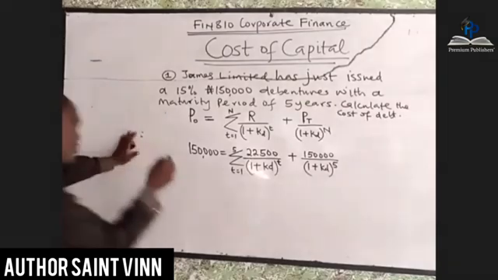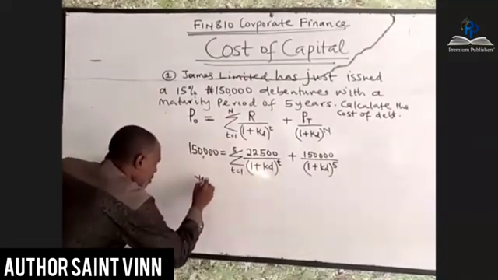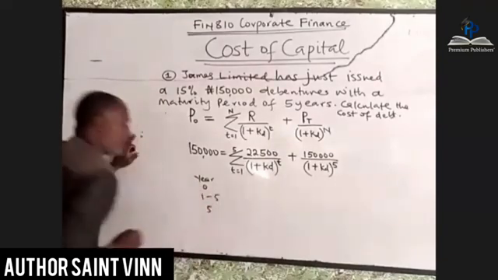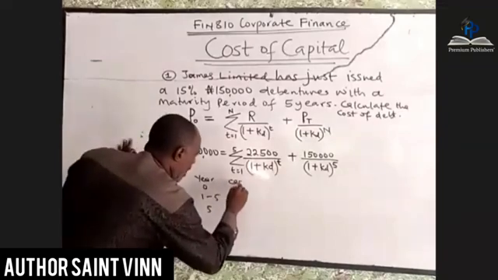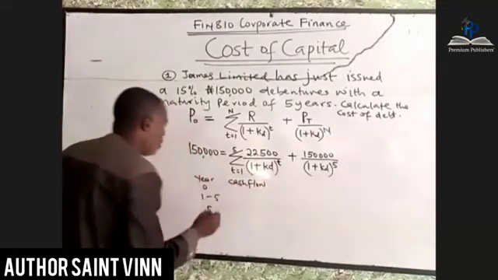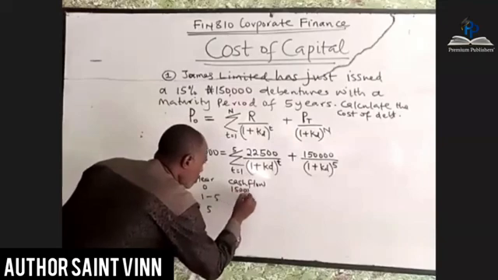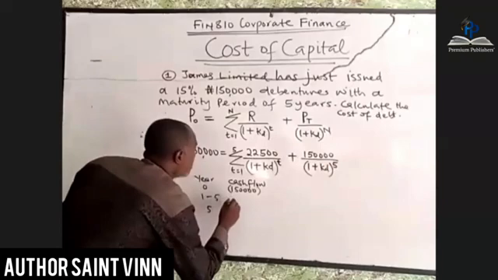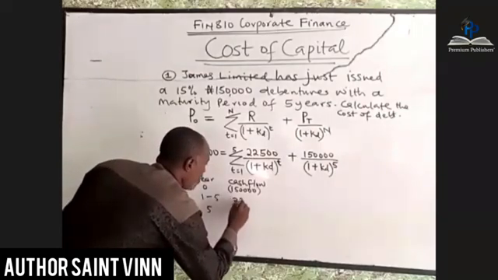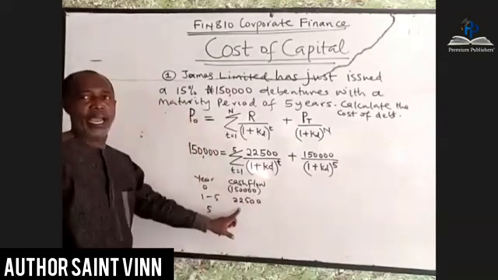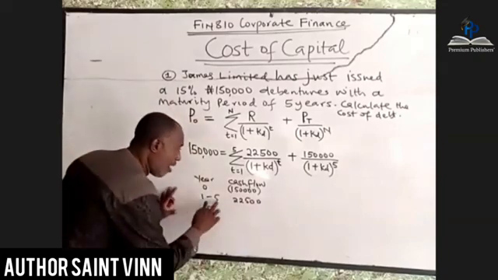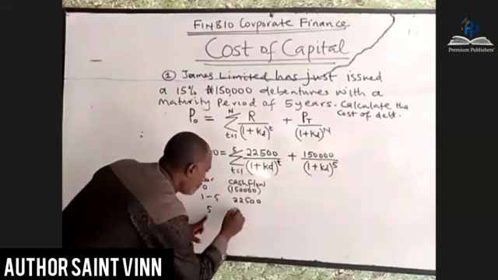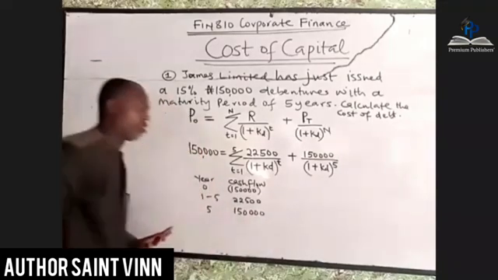Let's do it like this so that you can see. This is our year. Year 0. Year 1 to 5. This is our cash flow. Cash flow 150 with a bracket, abi? Or minus. Then this one is 22,500, abi? This one is not minus. This one is from year 1 to what? 5. Then 150. Is it okay?